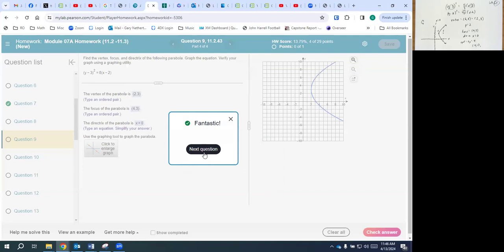All right. So those are a couple of examples where you're given an equation and you're asked to find the information and to graph the parabola.